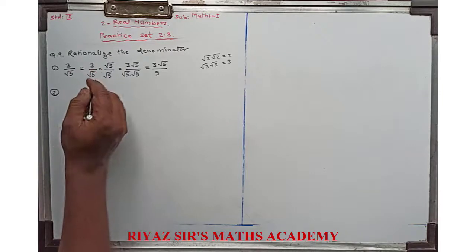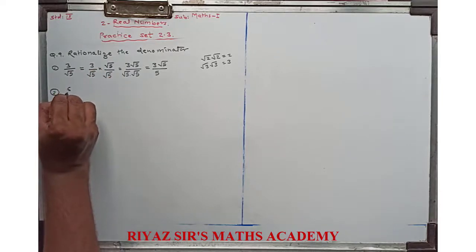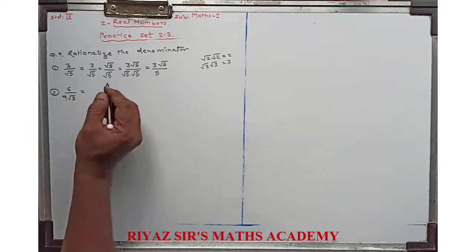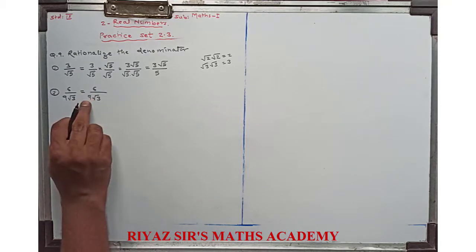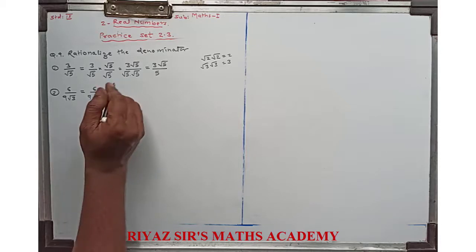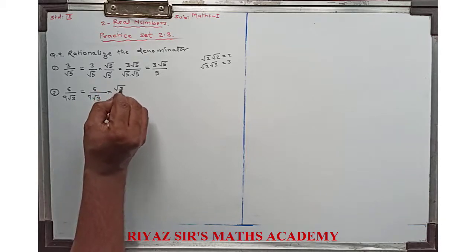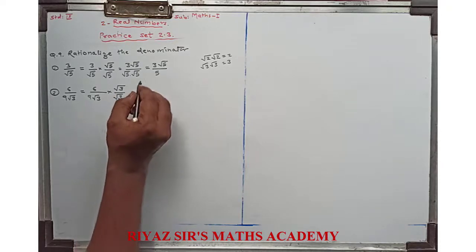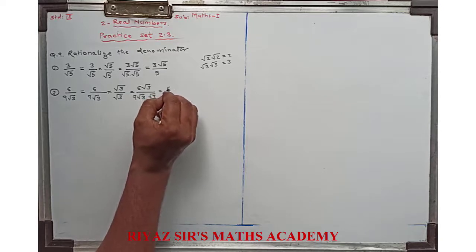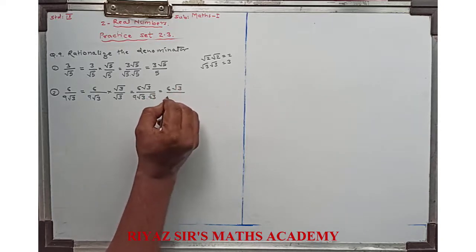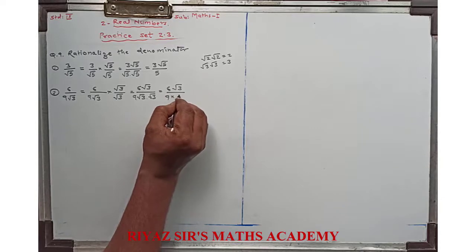Okay. Now the second example is like this, 6 upon 9 root 3. So here 9 is a rational number and root 3 is an irrational number. Okay. So we consider that irrational factor, that is root 3 upon root 3. Just multiply numerator and denominator by root 3. So you will get 6 root 3 upon 9 root 3 into root 3, that is equal to 6 root 3 upon 9, and root 3 into root 3 is 3 only.